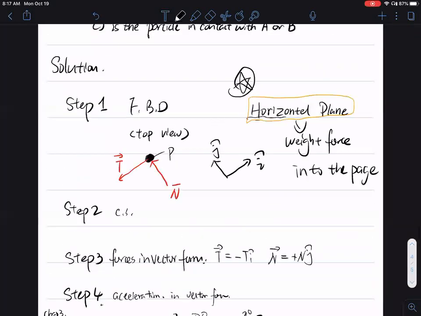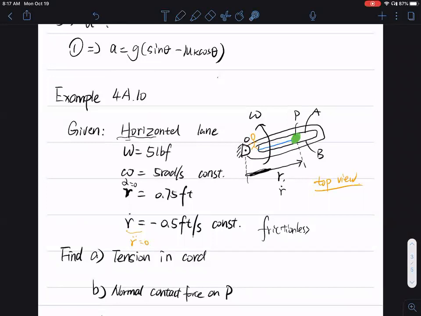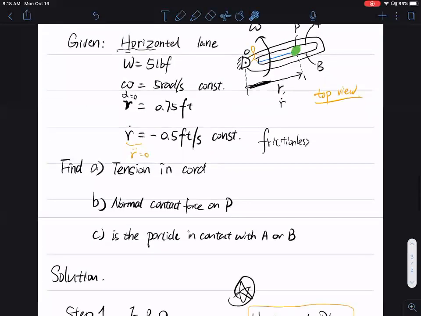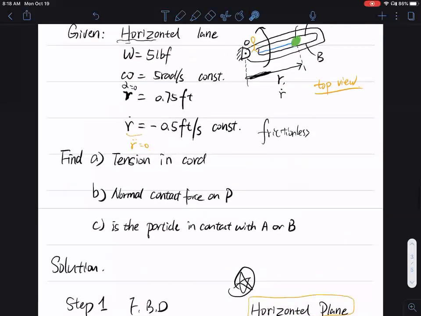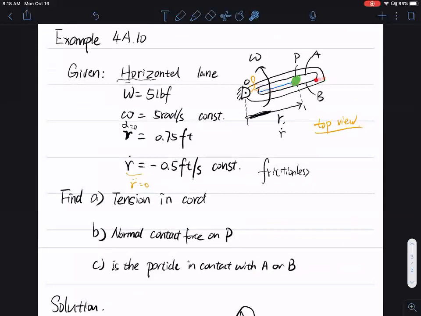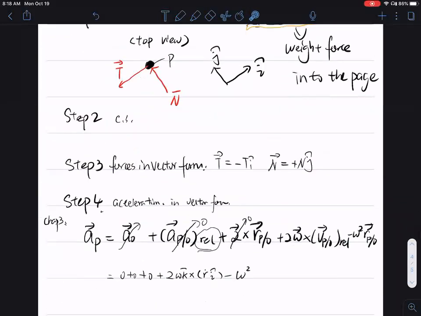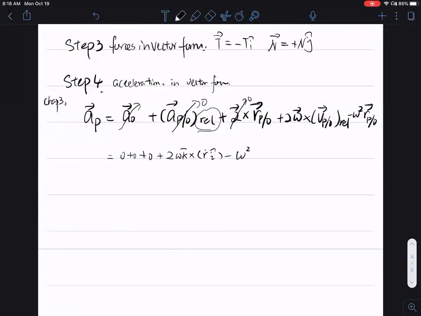Rp/O is going to be a vector starting from point O, pointing to point P. So that is a vector of R in the positive I direction, because we set up I along this direction OP. So that is Ri. Okay.